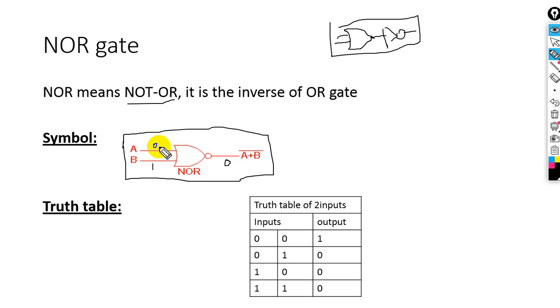So this is the inverse of the OR gate. Here I have used the plus sign, which is used for the OR gate when we are representing the OR operation. So we are using the plus sign for the OR operation.